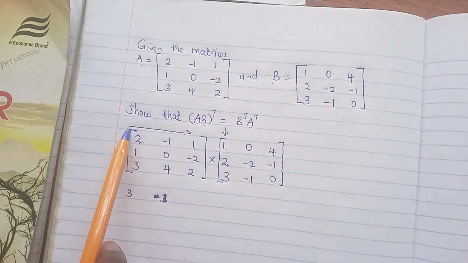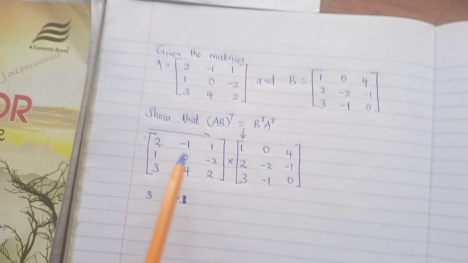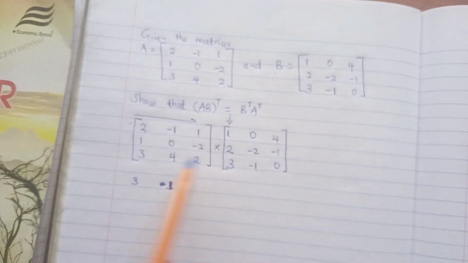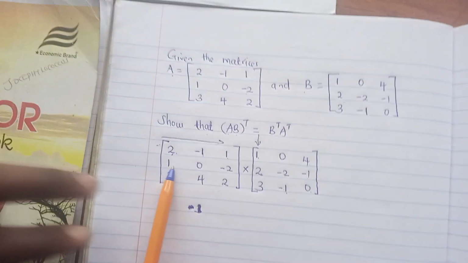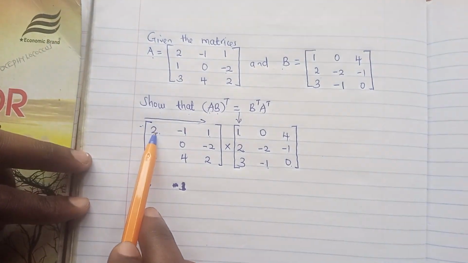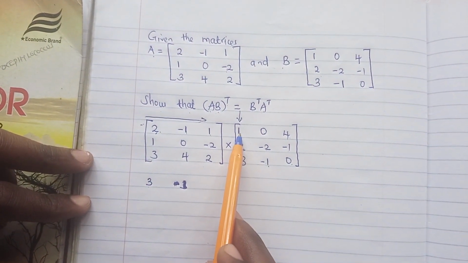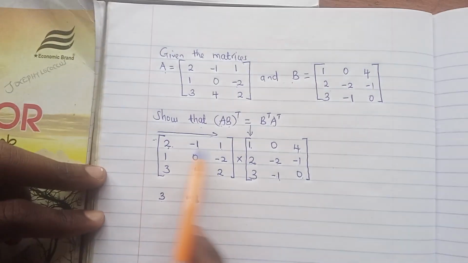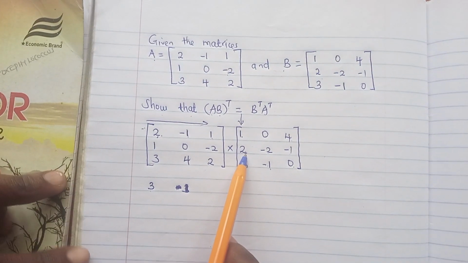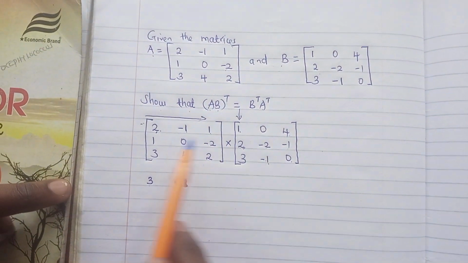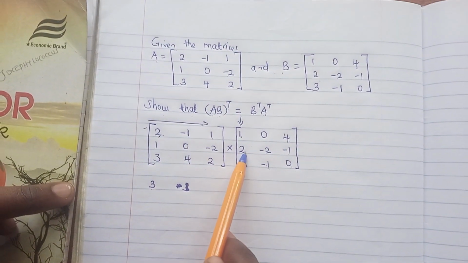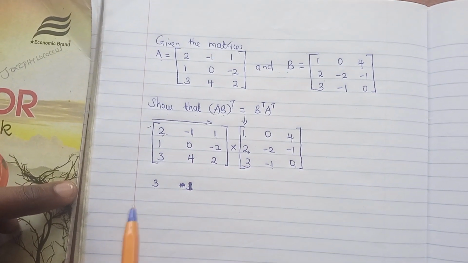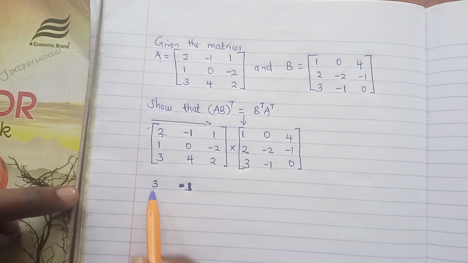So here we multiply the rows and the columns. Let us start from the first one. It is 2 times 1, we're going to have positive 2, and then plus negative 1 times 2, so we're going to have negative 2. So 2 minus 2 is 0, and then plus 1 times 3, we're going to have 3. So it is this one here.